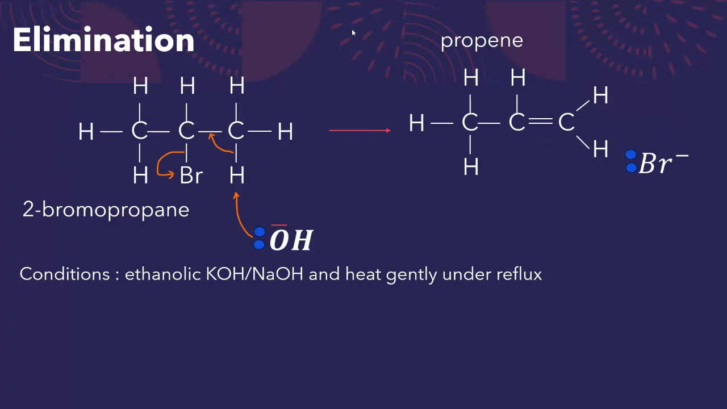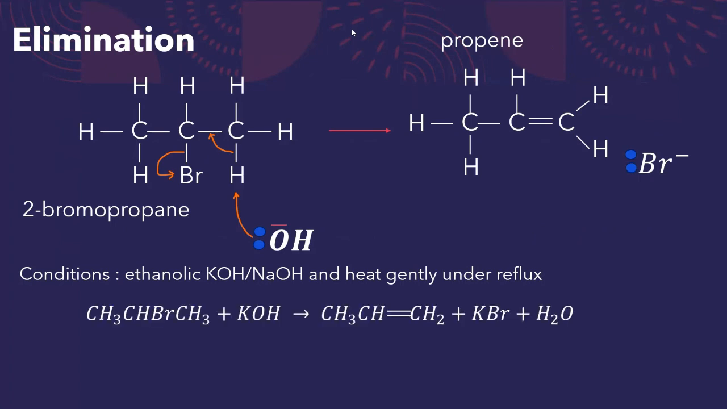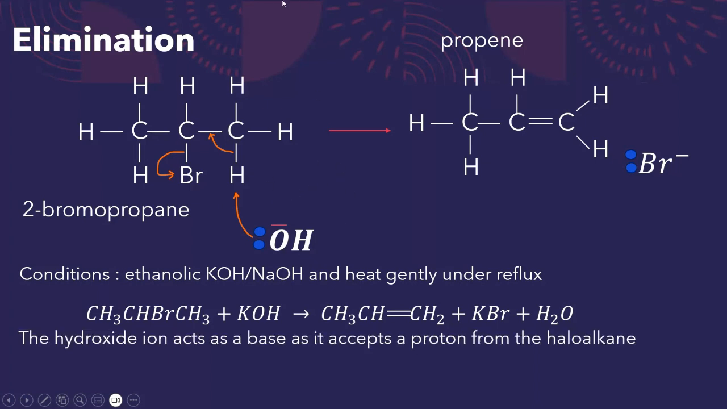And the conditions are ethanolic alkali and reflux. Before we used aqueous, and that was nucleophilic substitution, but ethanolic alkali gives us elimination. And this is the equation. It forms an alkene, KBr, and water. And the water comes from this H and this OH minus. And this hydroxide ion acts as a base when it accepts a proton, which is this H.